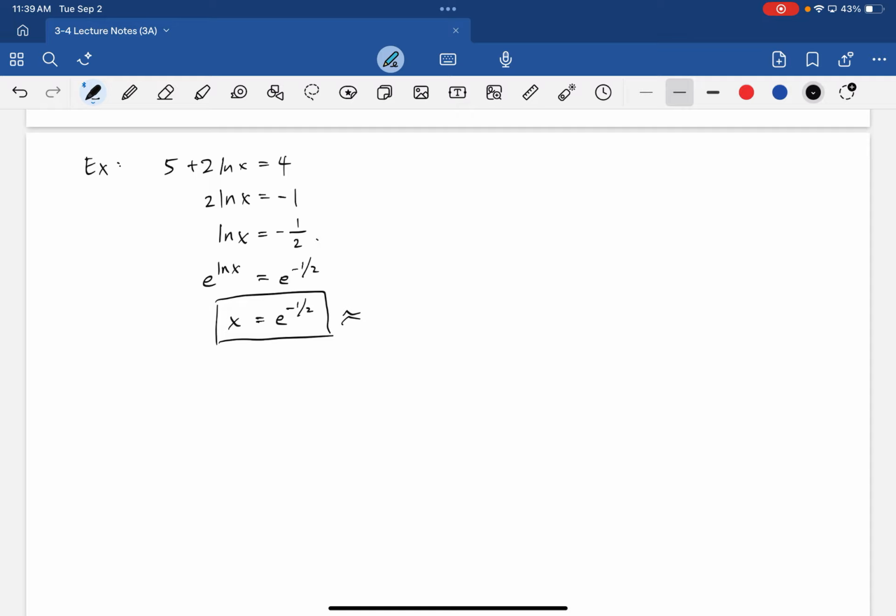Let me try to figure it out again. 0.6. Right? I'll show you how I do it in my head, okay? This is just e divided by the square root of e. Sorry, 1 divided by the square root of e. And e is about 2.718, right? We all memorize that?